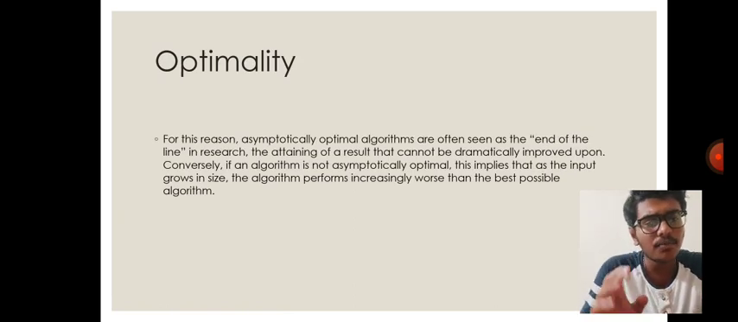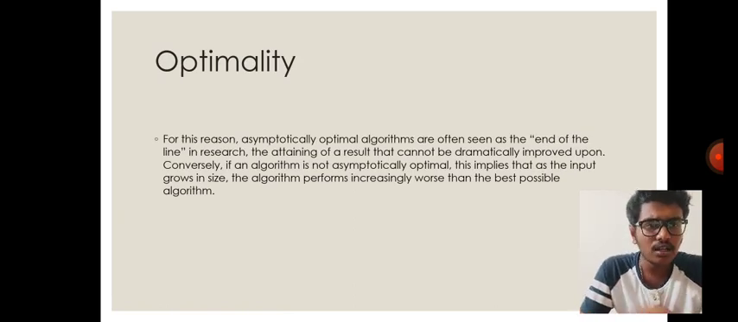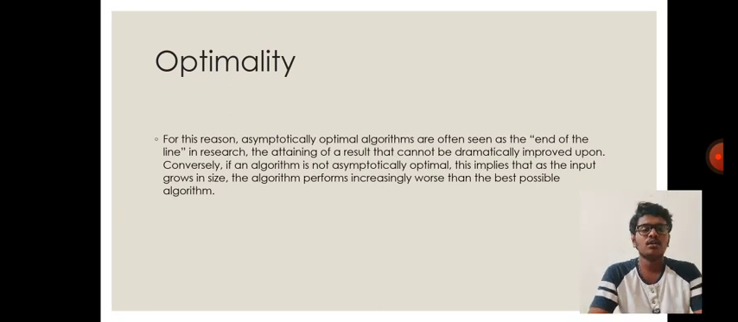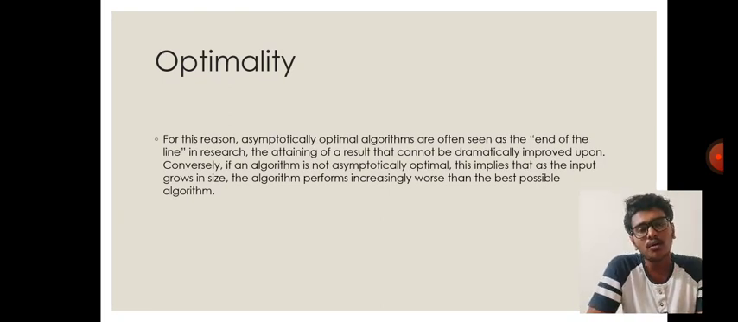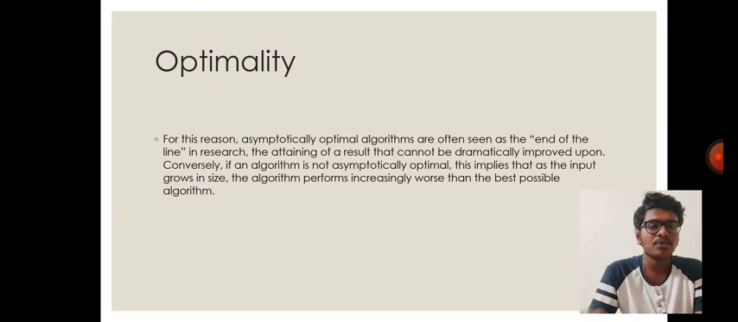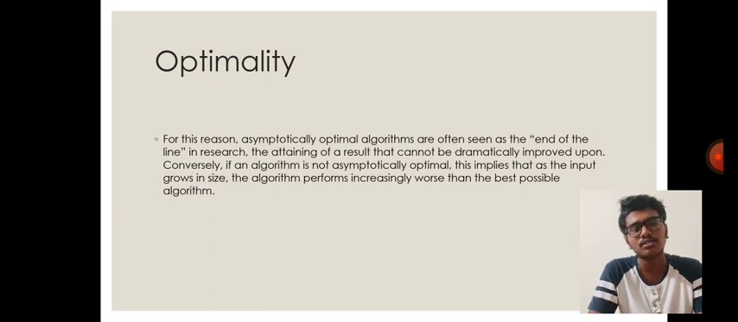So, after knowing the algorithm, let us know what is optimality. For this reason, asymptotically optimal algorithms are often seen as the end of the line in research, the attaining of a result that cannot be dramatically improved upon. Conversely, if an algorithm is not asymptotically optimal, this implies that as the input grows in size, the algorithm performs increasingly worse than the best possible algorithm.